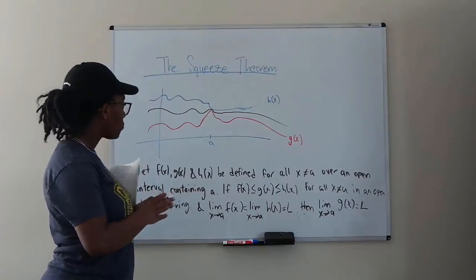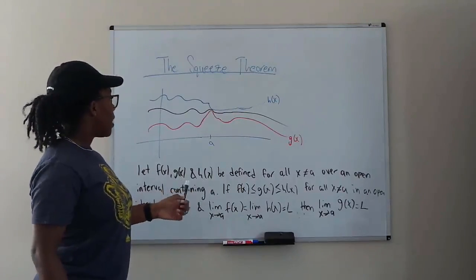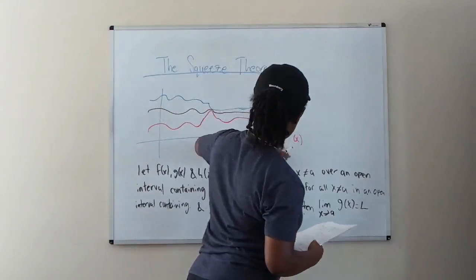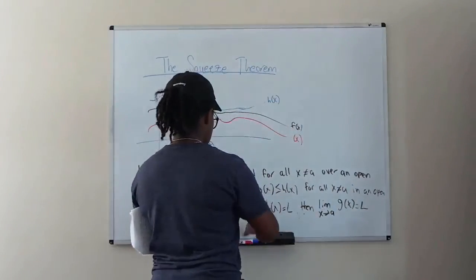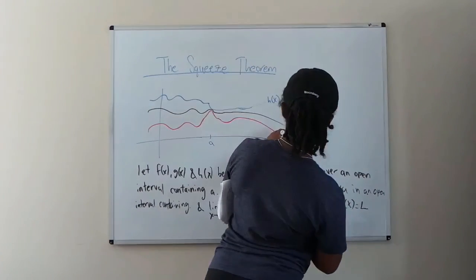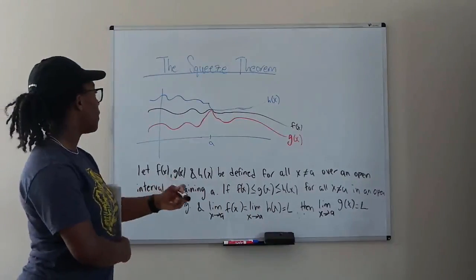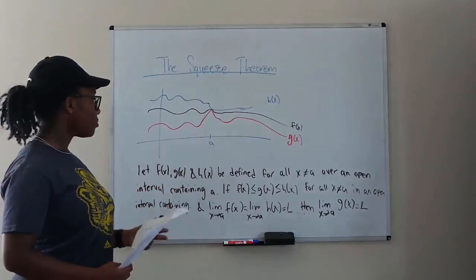Okay, so I'm going to break this down for you. This is f of x, and then this is g of x. Okay, cool. So we have this value, this open interval containing a, right?